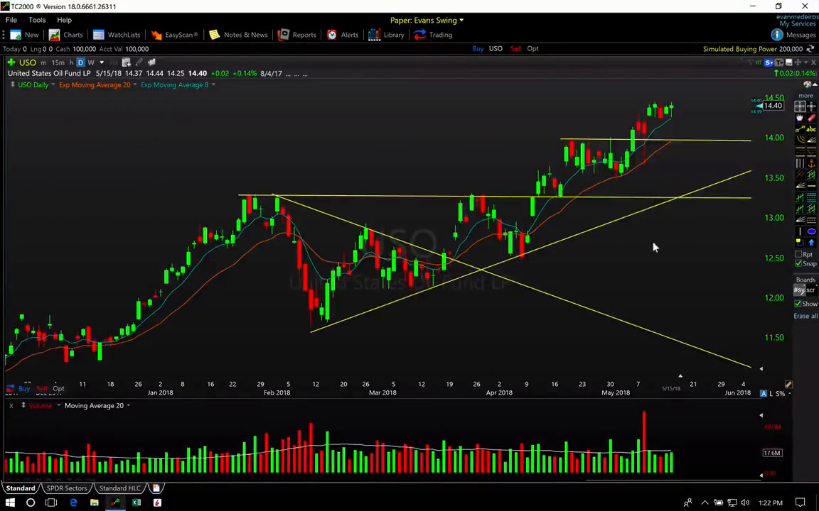Go to oil next. You can see this is still just humming away up here near highs. It's consolidating, got 4 days tight and sideways, and this bull trend continues to remain intact.